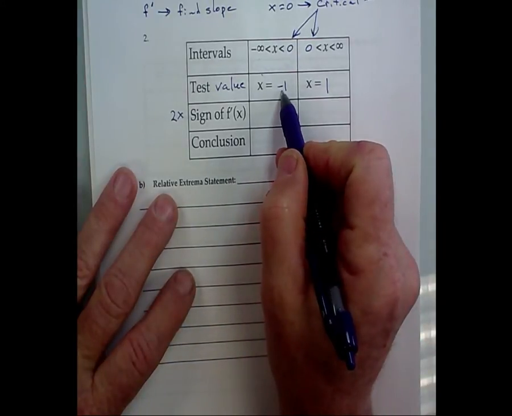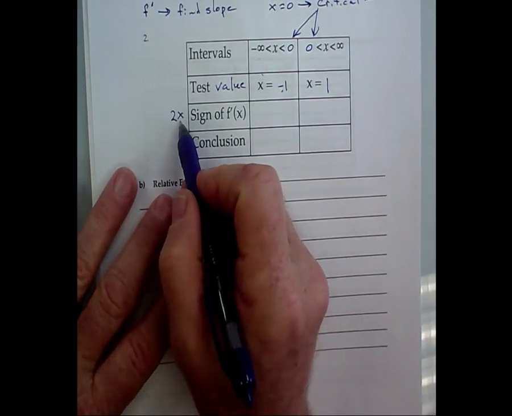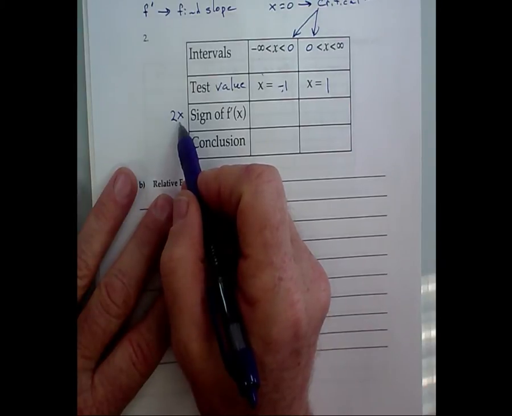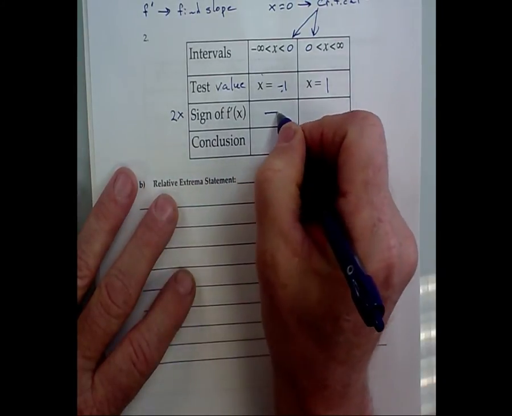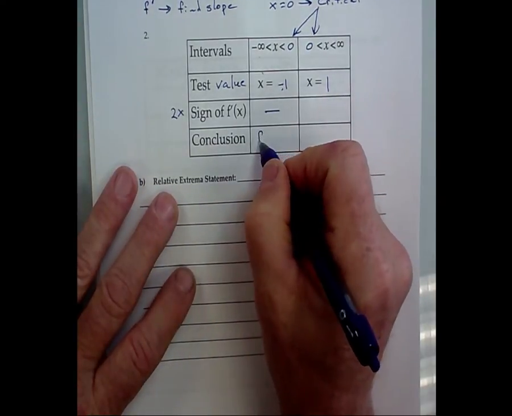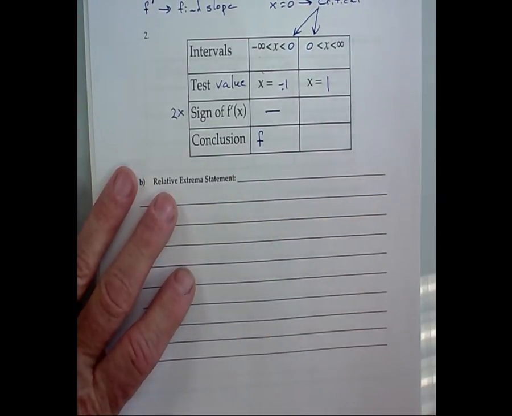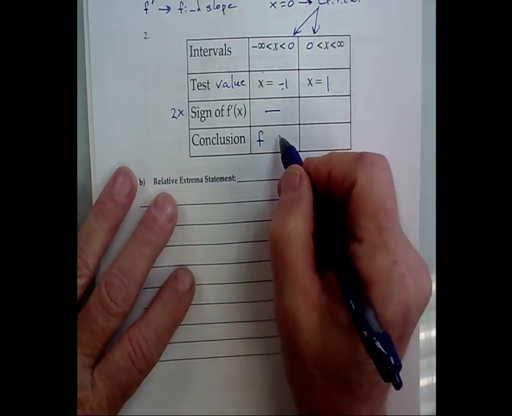If I put a negative 1 into this derivative, is my derivative positive or negative? It's negative. What does that mean about f? F must be what? What did you say again? Decreasing.